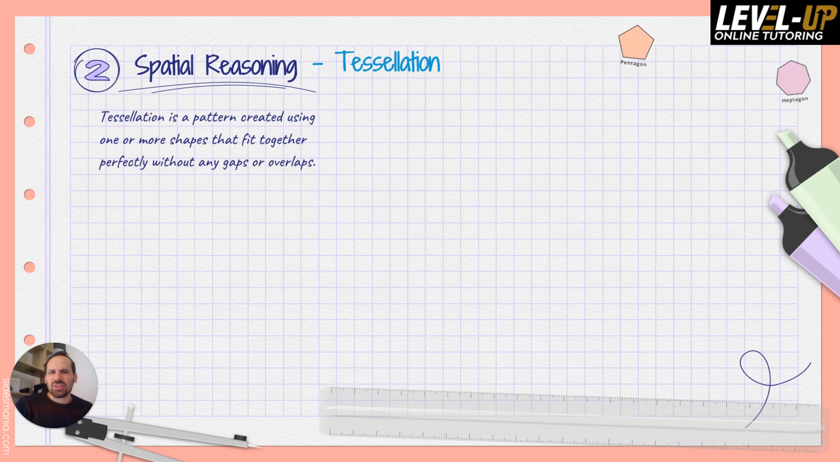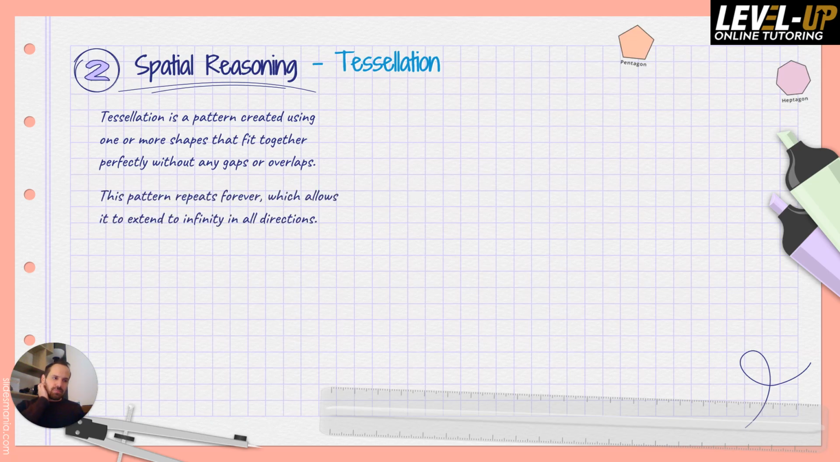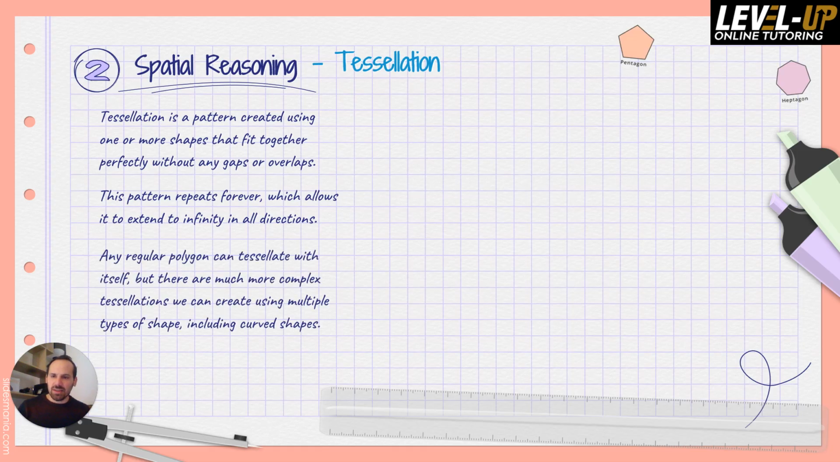Now, tessellation, we don't do much on tessellation. It's just important to be aware of what it is. It's when you take one or more shapes and you connect them together in such a way where we don't leave any gaps. They perfectly fit together. And we use this for patterns. You might see this a lot in patterns on a public pathway or in your kitchen tiles or something. Any regular polygon will be able to tessellate with itself, but there are other more complex tessellations we can create with multiple shapes, and you could just repeat this pattern forever.